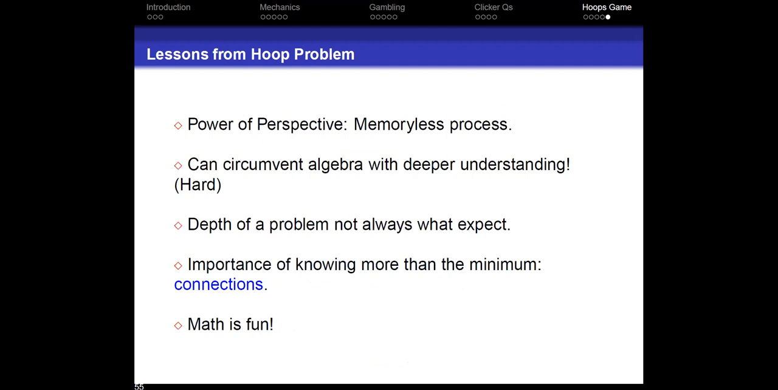All right. So there are a lot of lessons we can learn from the hoop problem. The first is this idea of a memoryless process. For a lot of things in life, it doesn't matter how you got there, it only matters where you are. In Monopoly, does it matter how you got to a given configuration, or if I tell you who has how much money, who has which properties, where the pieces are, how developed things are, is that all that I need to know? Monopoly is memoryless. What about chess?